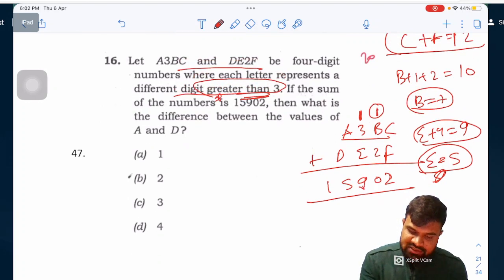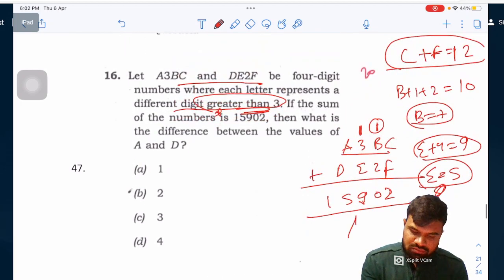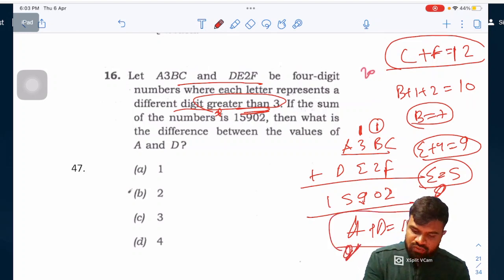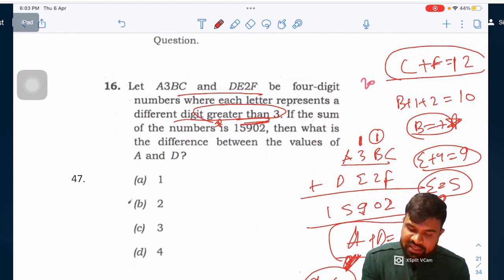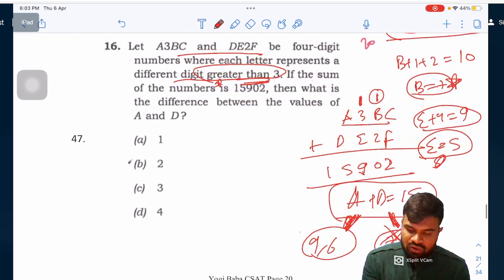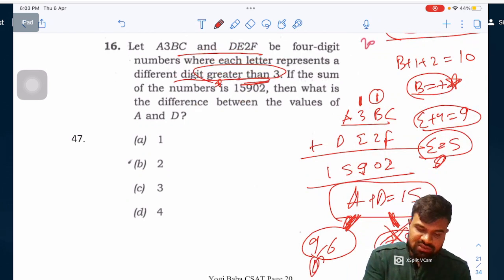Now again A plus D, the last thing left. A plus D equals 15. Now there are two cases. Either it can be 9 comma 6, or it can be 7 comma 8. But see, B is already 7, and the numbers are distinct, so this cannot be a possible case. So what are we left with? We are left with 9 and 6. So the difference between the values of A and D will be 3.